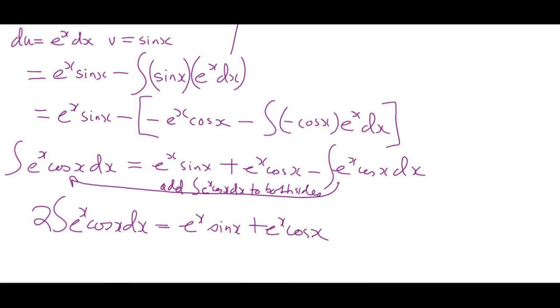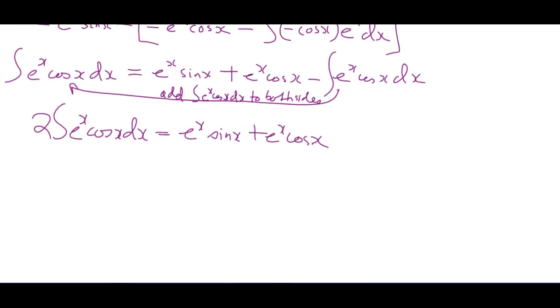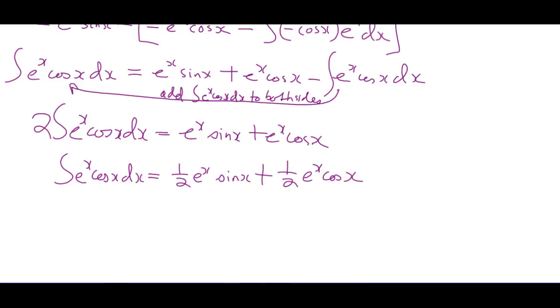All right, so if I've got two of the things I want to find, what am I going to do? Divide by 2, so I just get the thing I want to find. So the thing I want to find, which was the integral of e to the x cos x dx, is equal to a half of this plus a half of this. Plus, oh, we should have thrown the plus c in.